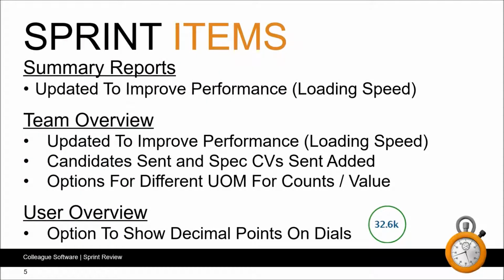On the topic of the summary reports and also the main overview page, which essentially is the home page from both the user and team perspective, several updates were made throughout the course of this sprint, mainly on loading speed for the summary reports in terms of improving the speed in which the data is collected and displayed. The same updates were applied to the team overview, plus the team overview report was updated to include stats relating to candidates sent and spec CV sent as well, and there's now options for different units of measure relating to count and value in this report also. On the user overview, there's now the option to cater for decimal points within the dials as well.